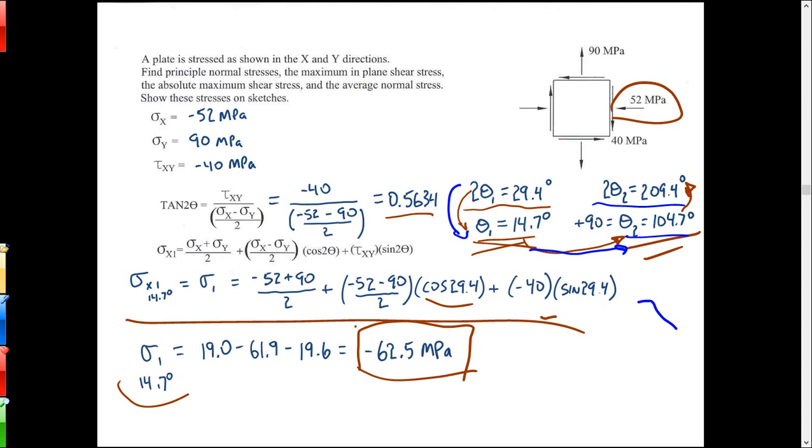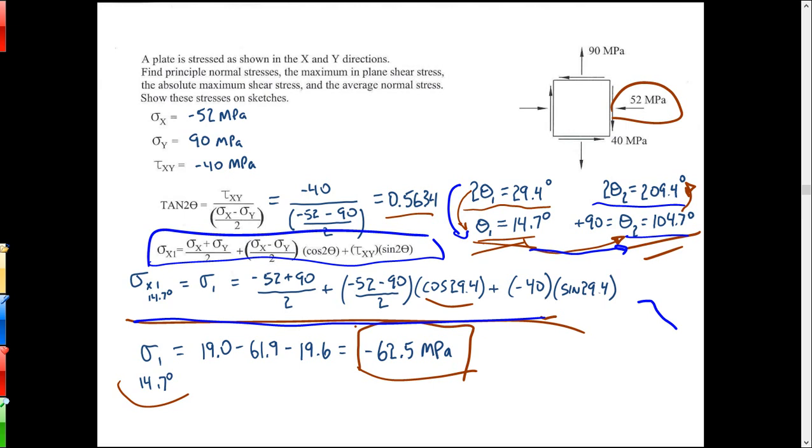So once I have the angle, and then of course the 2 theta angle, I just plug it into the formula again. Same formula, okay, that I used before. What I'm doing is plugging in the angle where I know the maximum stress acts into that formula. And that'll just kick out the maximum or minimum stress, depending on which one it is.